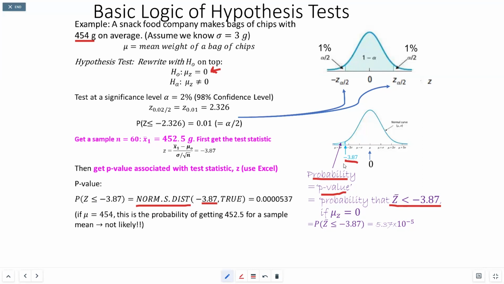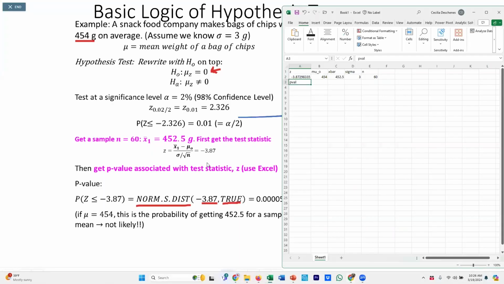We put in the z, so we're putting in that value, the negative 3.87, and then we say cumulative is true because this function can give us this little height, the y coordinate, but we don't want that. We actually want the area under the curve. So we say cumulative is true. So let's pop over to Excel. Make sure you are able to do that.